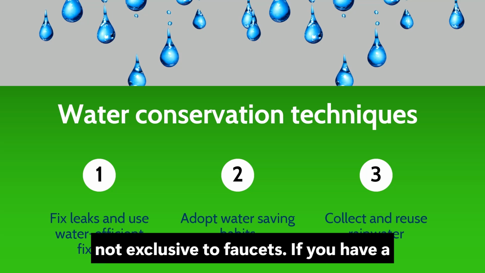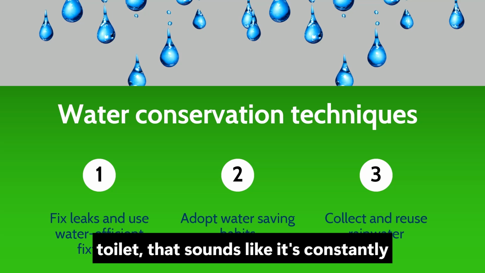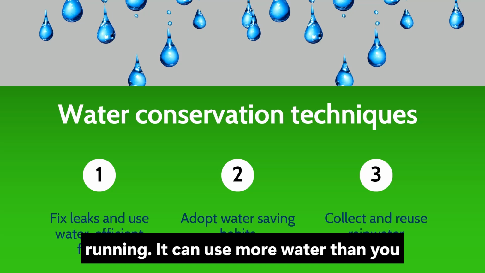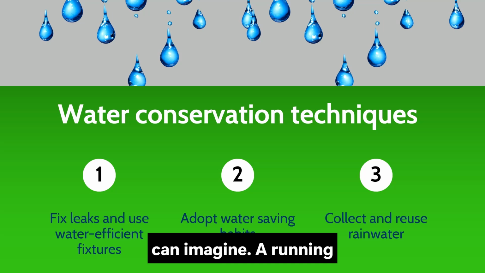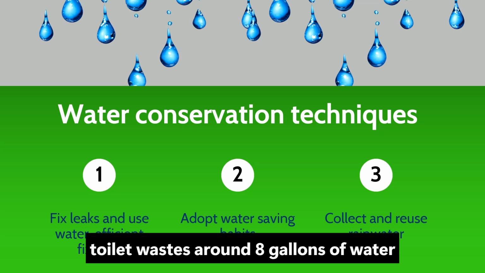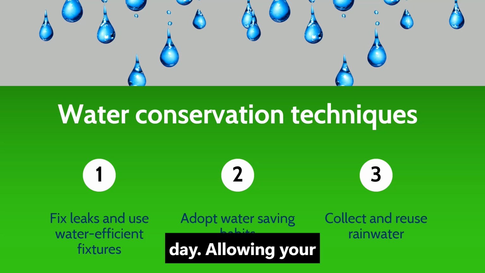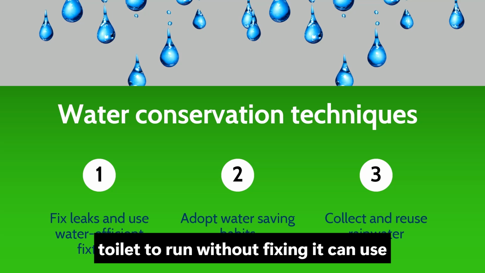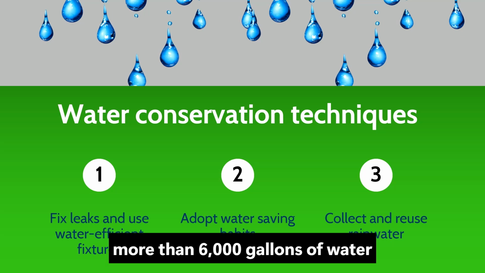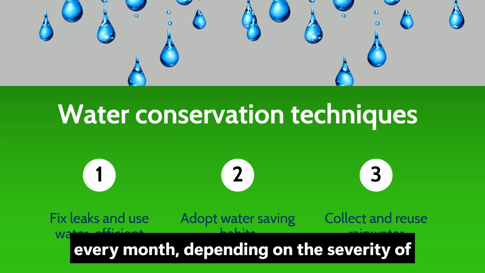And leaks are not exclusive to faucets. If you have a toilet that sounds like it's constantly running, it can use more water than you can imagine. A running toilet wastes around 8 gallons of water every single hour, or 200 gallons per day. Allowing your toilet to run without fixing it can use more than 6,000 gallons of water every month, depending on the severity of the leak.